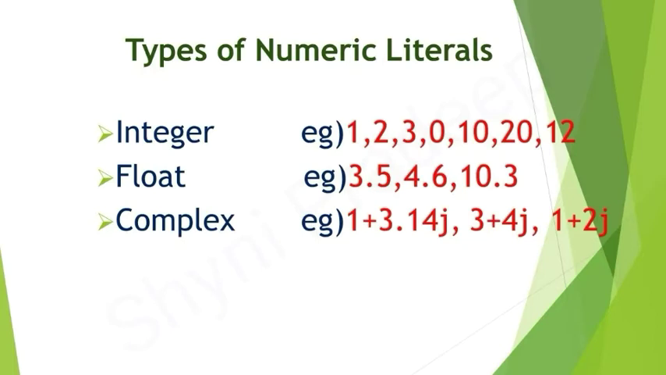Then complex means what? Complex numbers having two parts. What are they? Real and imaginary. For example, 1 plus 3.14j. Here 1 is the real number and 3.14j is the imaginary number. And 3 plus 4j. Here 3 is the real number and 4j is the imaginary number. 1 plus 2j. Here 1 is the real part and 2j is the imaginary part.